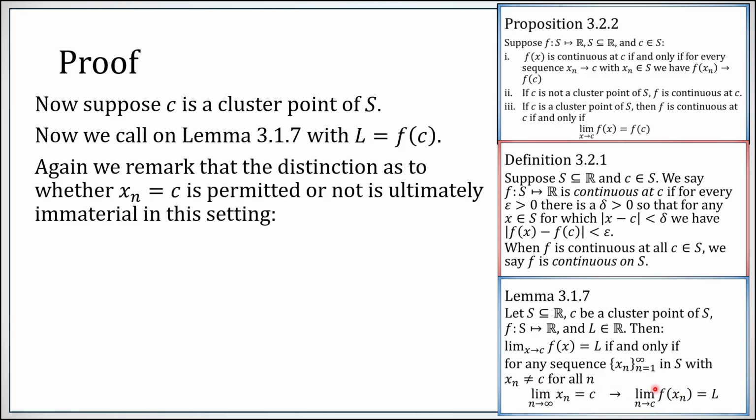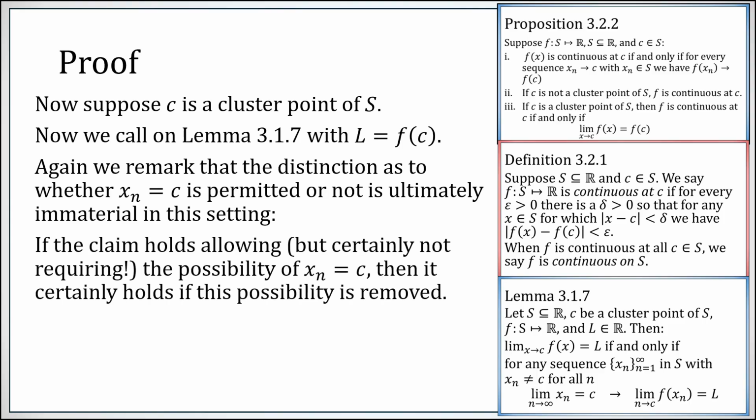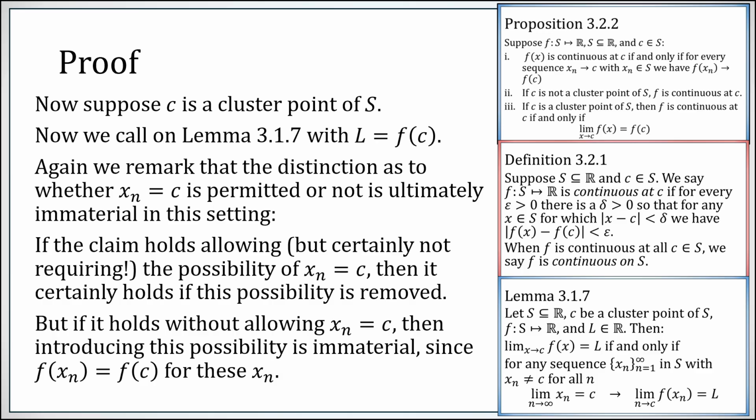But the conclusion was that the limit of f of xn equals, and now we're going to put f of c there. Well, if a bunch of the xn's equal c, you just get f of c interspersed in that sequence. So it doesn't really change very much. If the claim holds, allowing the possibility but not the requirement of xn equals c, then if you remove the possibility of xn equals c, it definitely still holds. Similarly, if it holds forcing xn to not equal c, introducing the possibility of some of these terms flat out equaling c will not change getting out that limit.